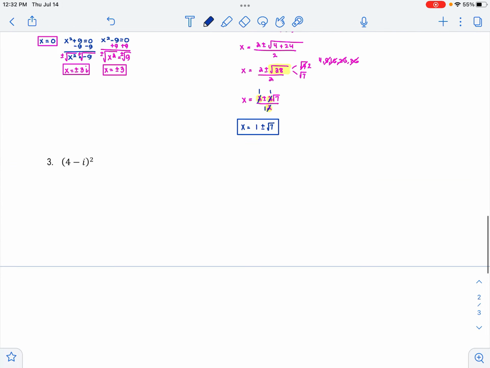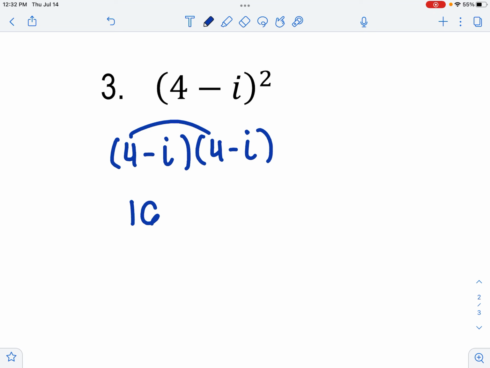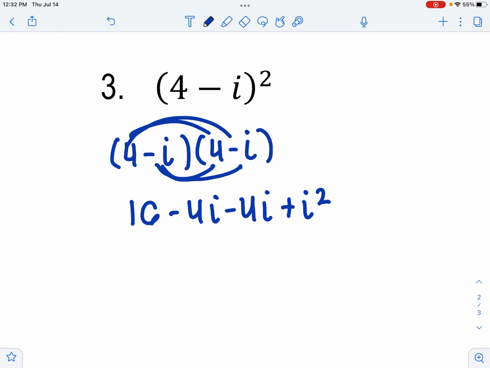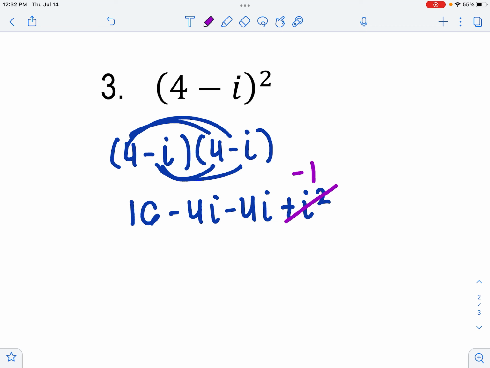All right, last but not least, I have this problem here where it says square 4 minus i. Remember, when you square something, you're multiplying it by itself. So I'm going to write 4 minus i out twice. And now I'm going to multiply it. 4 times 4 is 16. 4 times i is negative 4i. Negative i times 4 is negative 4i. And negative i times negative i is positive i squared. I squared is the same thing as negative 1. So this is the same thing as a minus 1.